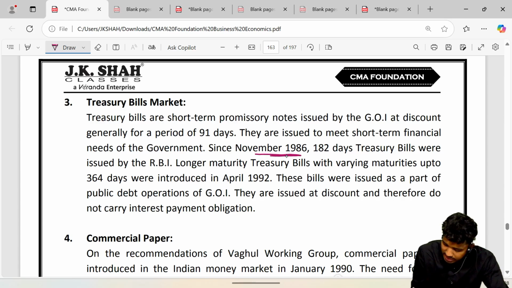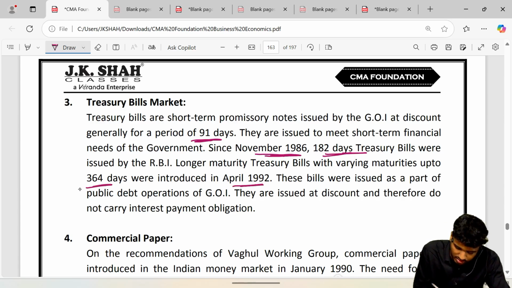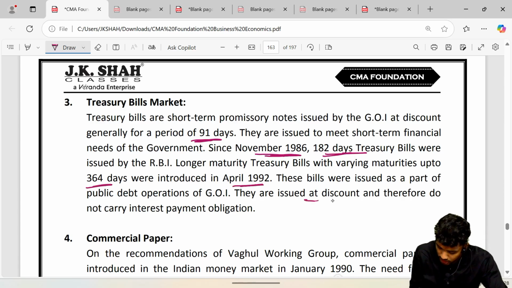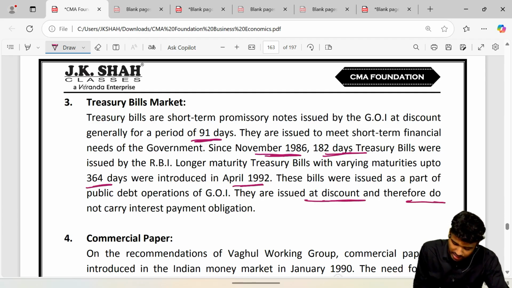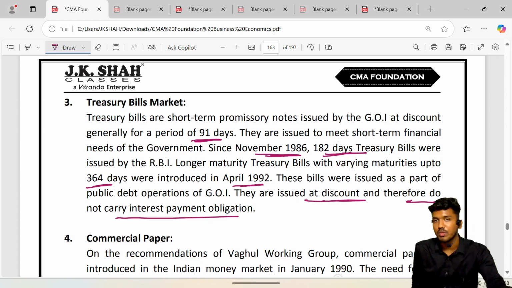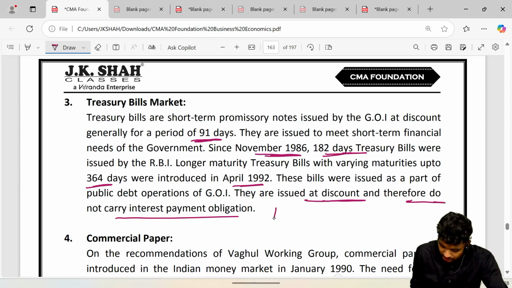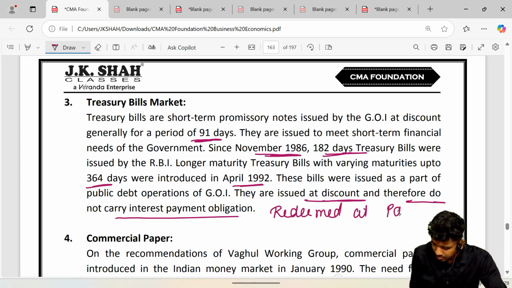So November 1986, it was for 91 days. Next, in November 1986, it was for 182 days. And in the year 1992, it was made for 364 days. That way, they are issued at discount and therefore do not carry interest obligation. So they are issued at discount and redeemed at par.